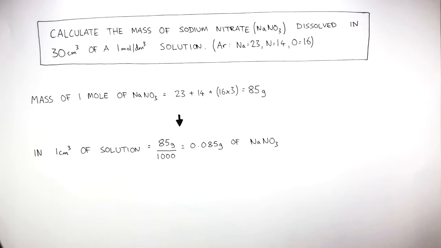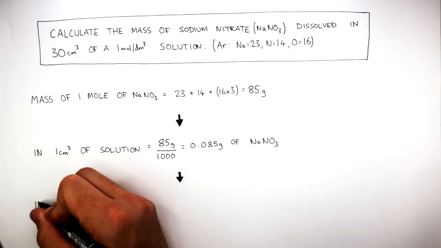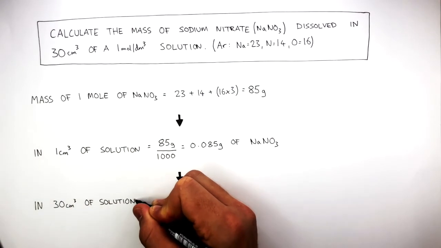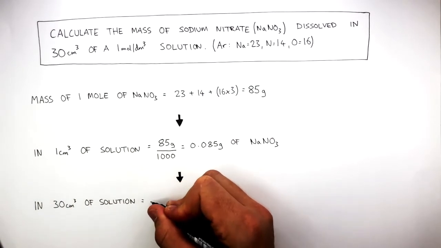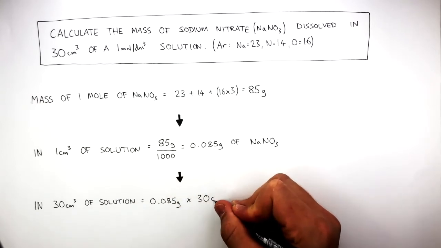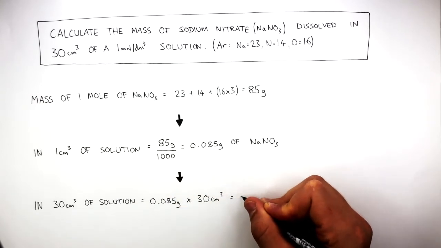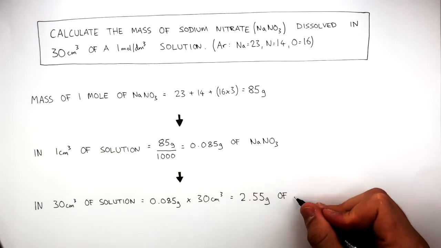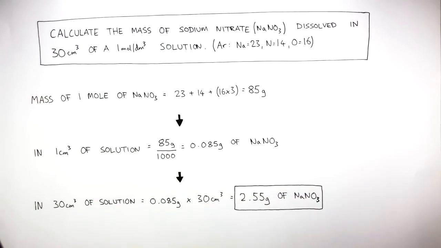Now we know how many grams of sodium nitrate there are in 1 centimeter cubed of solution. We can use this to figure out how many grams of sodium nitrate are dissolved in 30 centimeters cubed of solution. This is done by doing 0.085 grams times 30 centimeters cubed. This equals 2.55 grams of sodium nitrate in 30 centimeters cubed of solution.